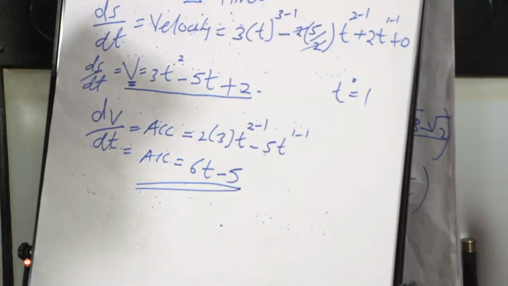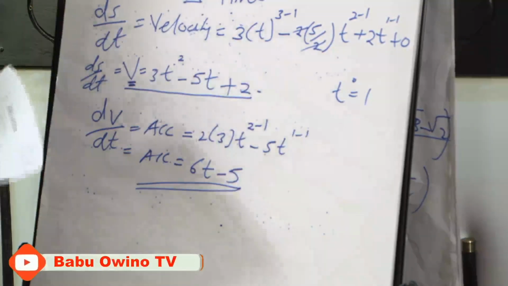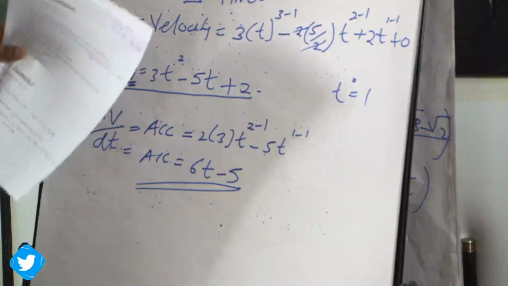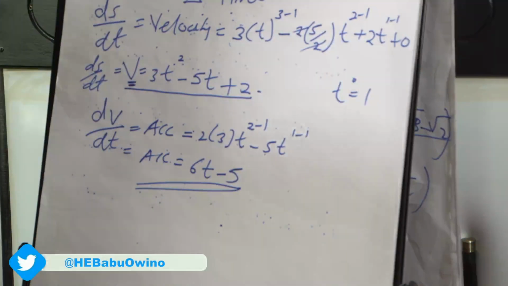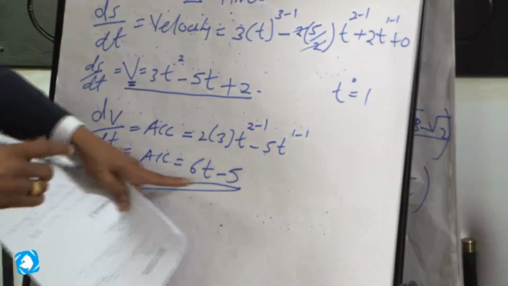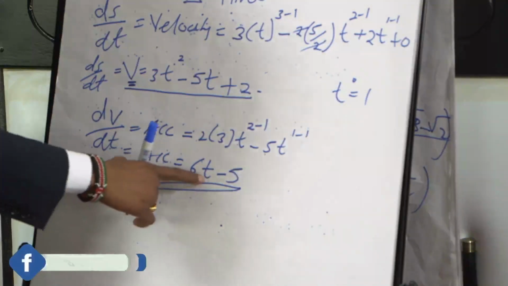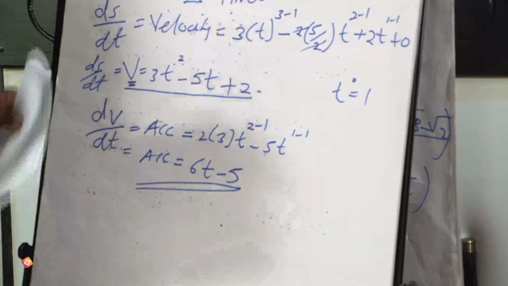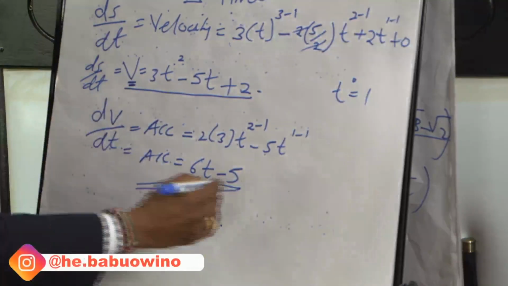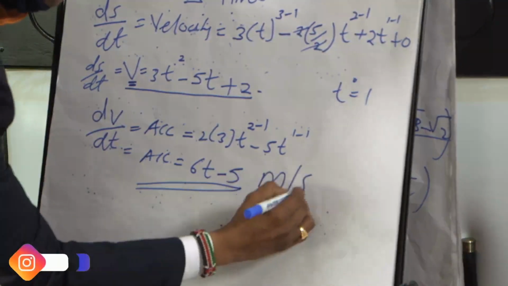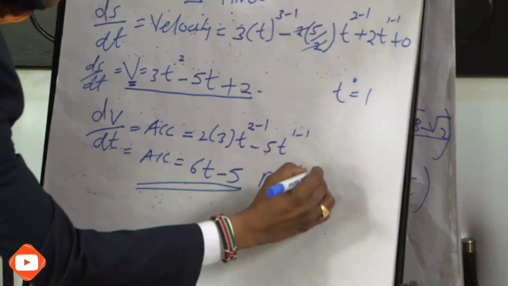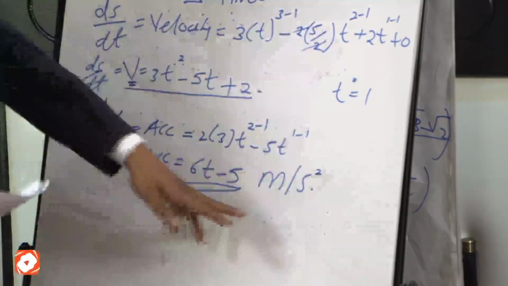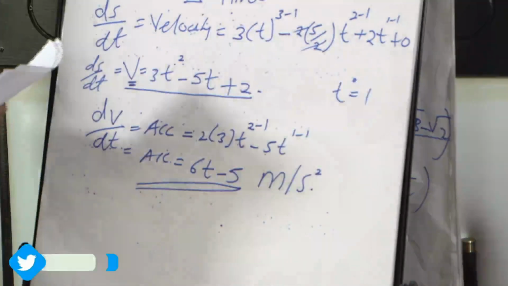So this is our acceleration. But what is the question saying? Find the acceleration after t seconds, because the question is not specific about the time. Therefore, we just say the acceleration is given by 6t minus 5, but the unit is very important. The SI unit of acceleration is meters per second squared.